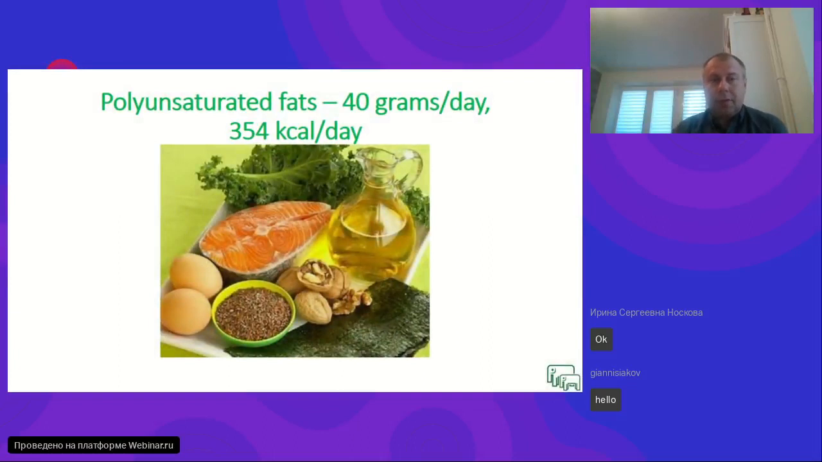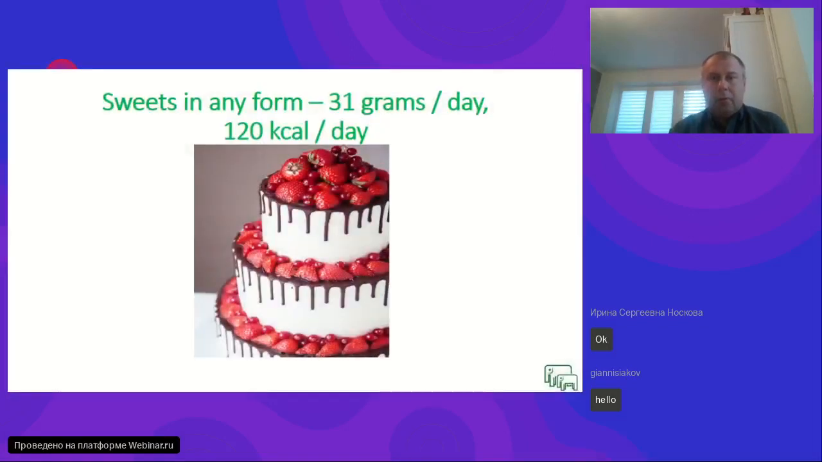And of course, the basis of the Mediterranean diet is polyunsaturated fats. In these products we can see, in this picture, there are many such kinds of fats, and we must introduce approximately 50 grams per day of these polyunsaturated fats, which are very important for prevention of cardiovascular diseases, of oncological diseases, and of atherosclerosis and dementia.